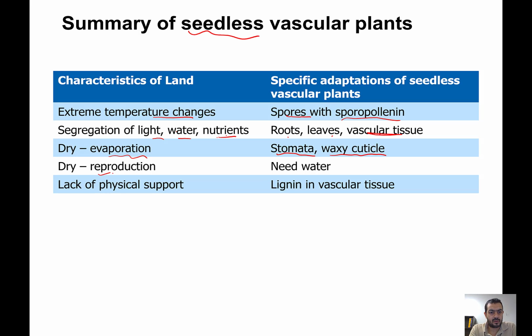How they dealt with reproduction under dry conditions like what we have on land. Still they need water, and that's because of the flagellated sperms, and because of that we usually see the seedless vascular plants in humid environments near water, because they need it for their reproduction. And how they dealt with the lack of physical support. They now have lignin in their vascular tissues, which adds this kind of physical support, allowing them to grow in an upright position, and in many cases we see taller plants than what we saw in the non-vascular plants.